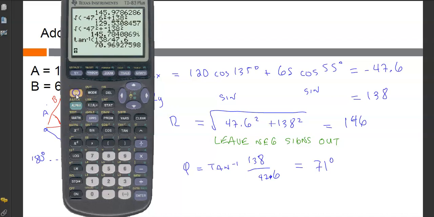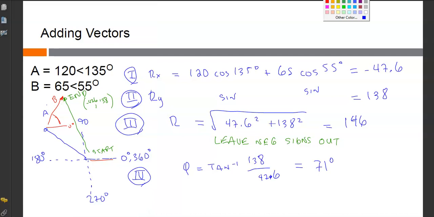If I had done it like it said, second tangent 138 divided by negative 47.6, I'd get a negative 71 degree angle. You could do it that way if you want, but the easiest way I know is to always leave the negative signs out of steps 3 and 4, and then just know how to deal with it. You always get the same thing. Down here, I would leave the negative signs out again, just because it makes it easiest.